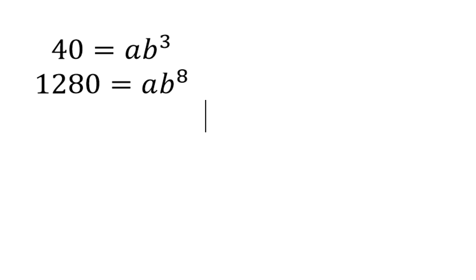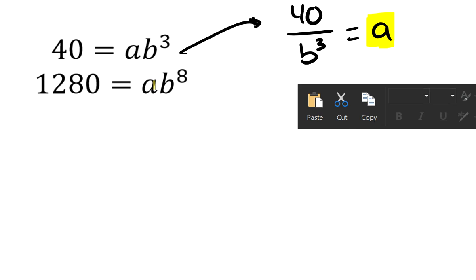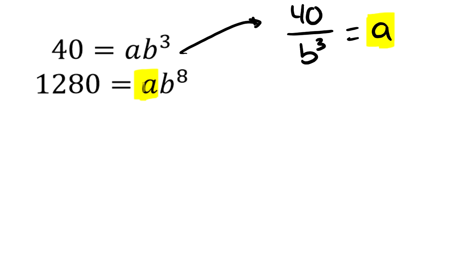So I'm going to take that first equation and solve for a. I'm going to rewrite this so that it's 40 divided by b to the third power equals a. So take a look at that. Concentrate. What I'm doing is just dividing both sides by b to the third, right? That's all I'm doing. And I'm going to take this value of a that I just found, 40 divided by b to the third, and substitute that into the second equation. So instead of writing an a there, I'm going to write 40 over b to the third.